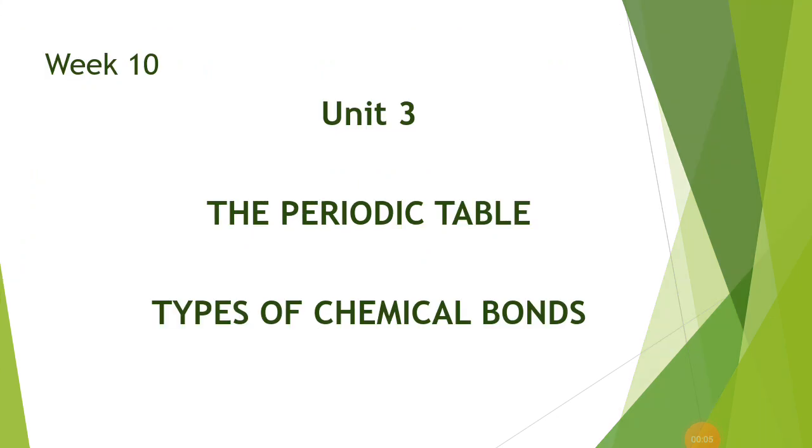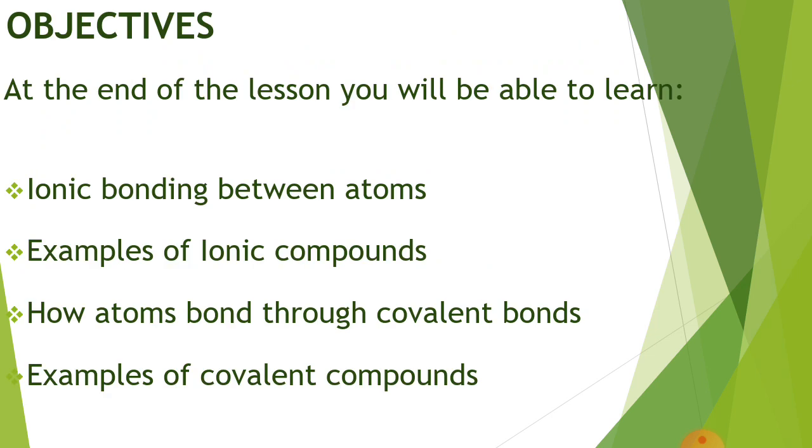Today we are going to study the types of chemical bonds. At the end of the lesson, you will be able to learn the two types of bonds along with their examples, and these bonds are ionic bonds and covalent bonds.